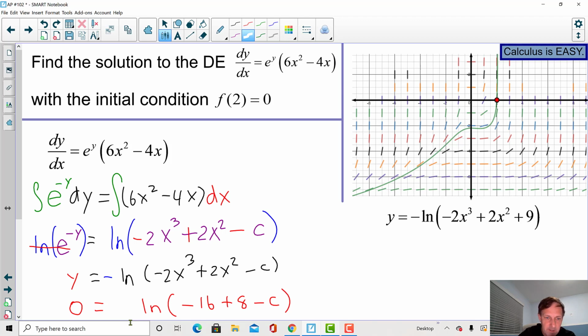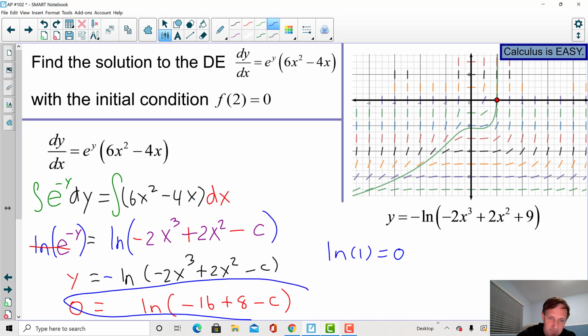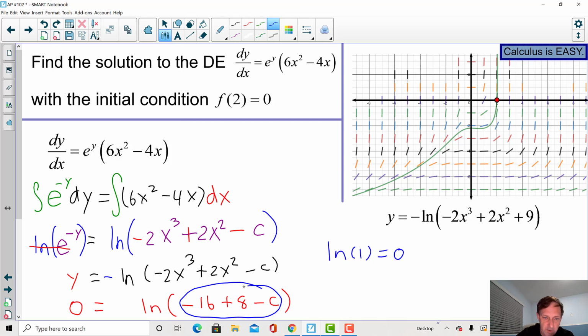So now we have ln of some number is going to equal 0. So the tricky part is that we need to know that ln of 1 is equal to 0. So the only way that this equation is going to be solved is if the inside stuff here is equal to 1. So we need to set that equal to 1. So the -16 plus the 8 is just going to be -8. And then minus c is equal to 1.